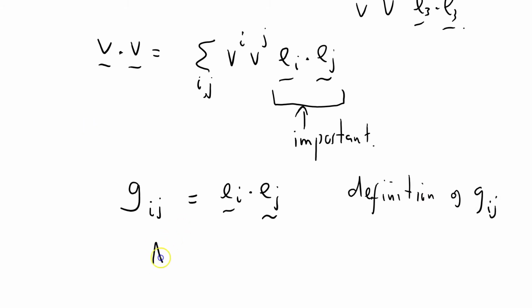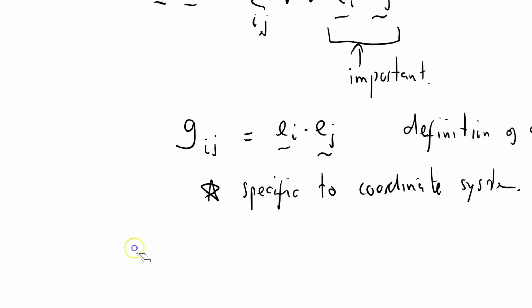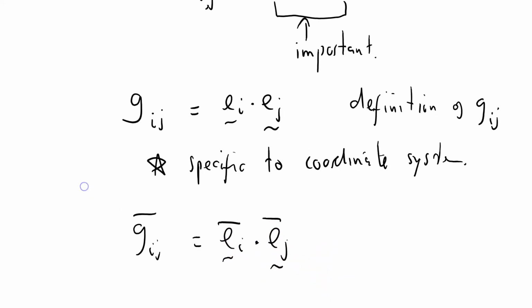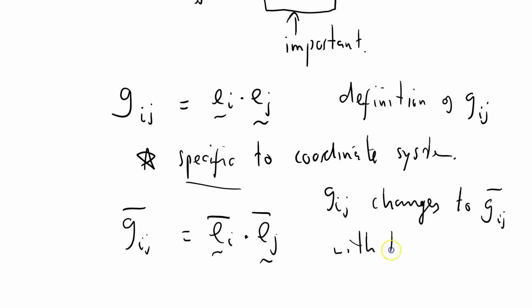Notice it is specific to a specific coordinate system. So for example, I might write g-bar_ij equals e-bar_i dot e-bar_j. Okay, so it's different in different coordinate systems. It's specific to the coordinate system, and g_ij changes to g-bar_ij with the coordinate system.